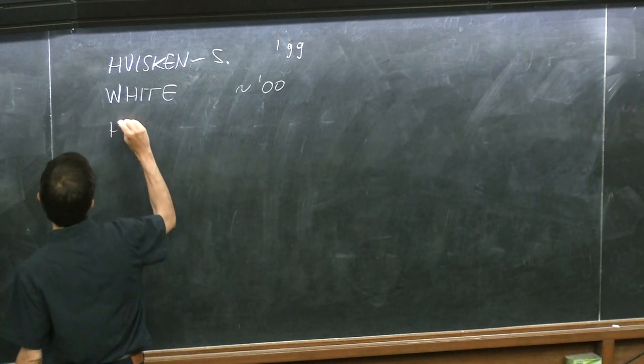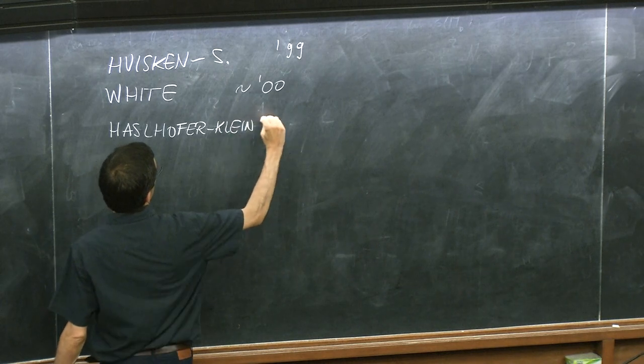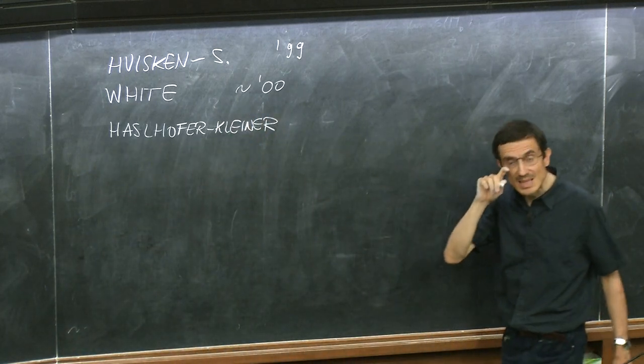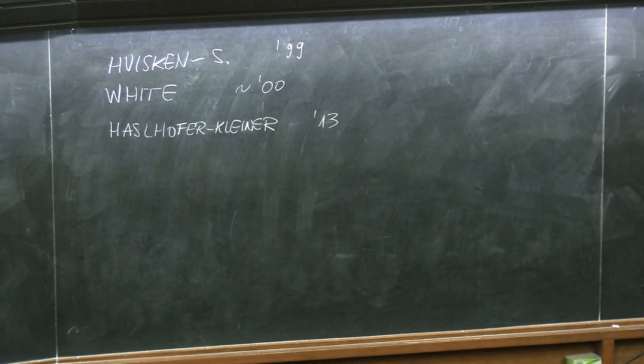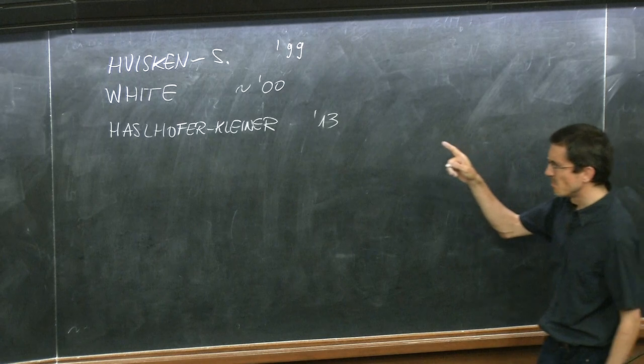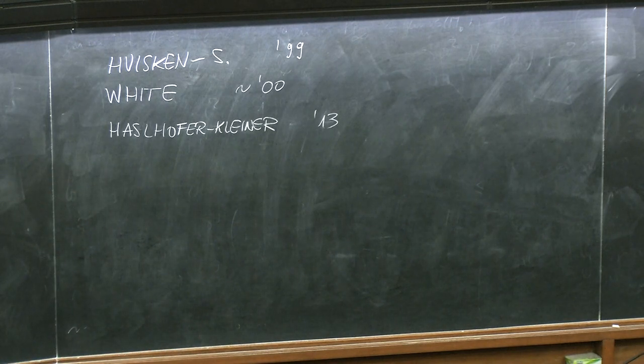And there is an alternative proof by Haslhofer and Kleiner, which uses the non-collapsing estimate by Ben Andrews in the preprint that appeared in 2013. I think the paper has appeared only maybe last year in CPAM. And I will say something about our original proof, which uses similar ideas, to some extent, to Huisken's proof of the convex case. I will give a sketch of the proof.